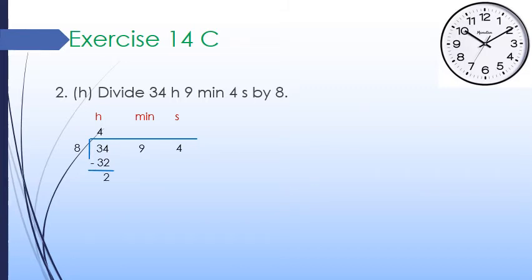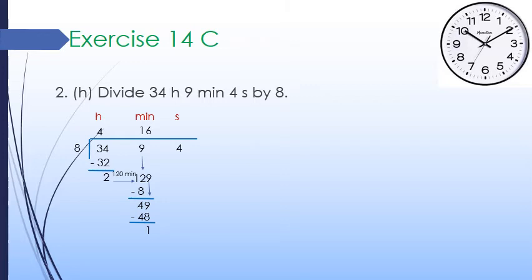So now remainder is 2, and this 2 will go to the minute section as 2 hour is equal to 120 minutes. So 120 minutes plus 9 minutes is equal to 129 minutes, and now we will divide 129 minutes by 8. So 8 ones are 8. 12 minus 8 is equal to 4, and now it will be 49. Now 49 divided by 8, 8 6s are 48. So 49 minus 48, the remainder is 1.